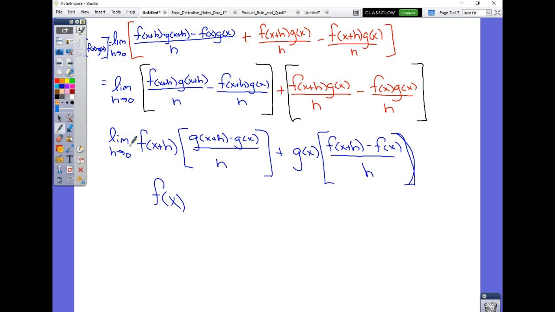What is the limit as h goes to 0 of g of x plus h minus g of x over h? Isn't that the definition? Isn't that the limit definition of the derivative for g? G of x just stays, right? And what's this? Limit definition of the derivative for f of x. Yes, Nina?